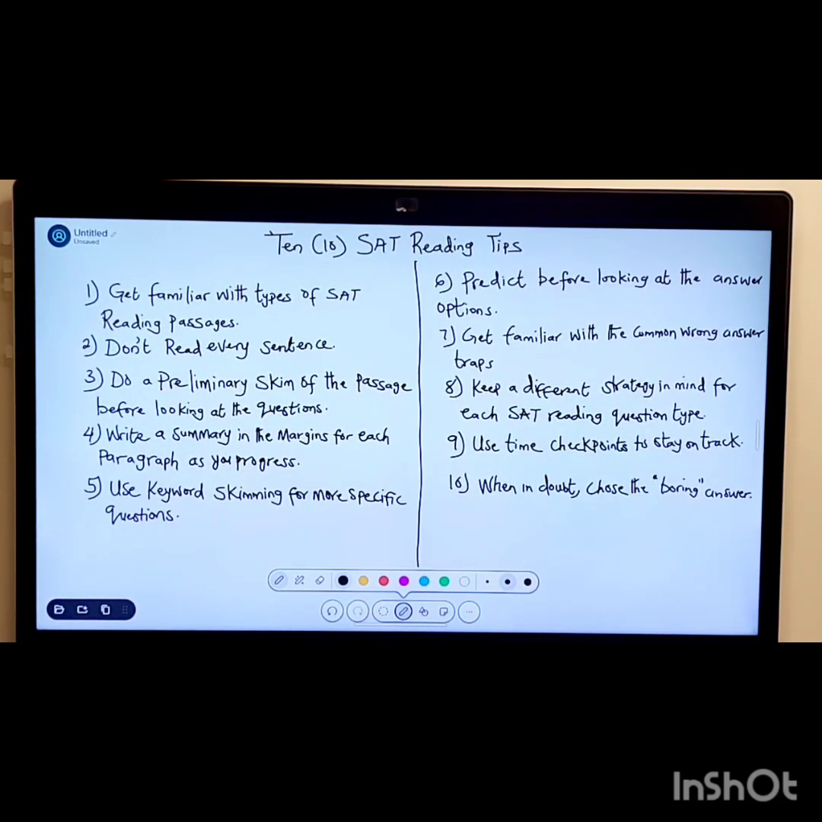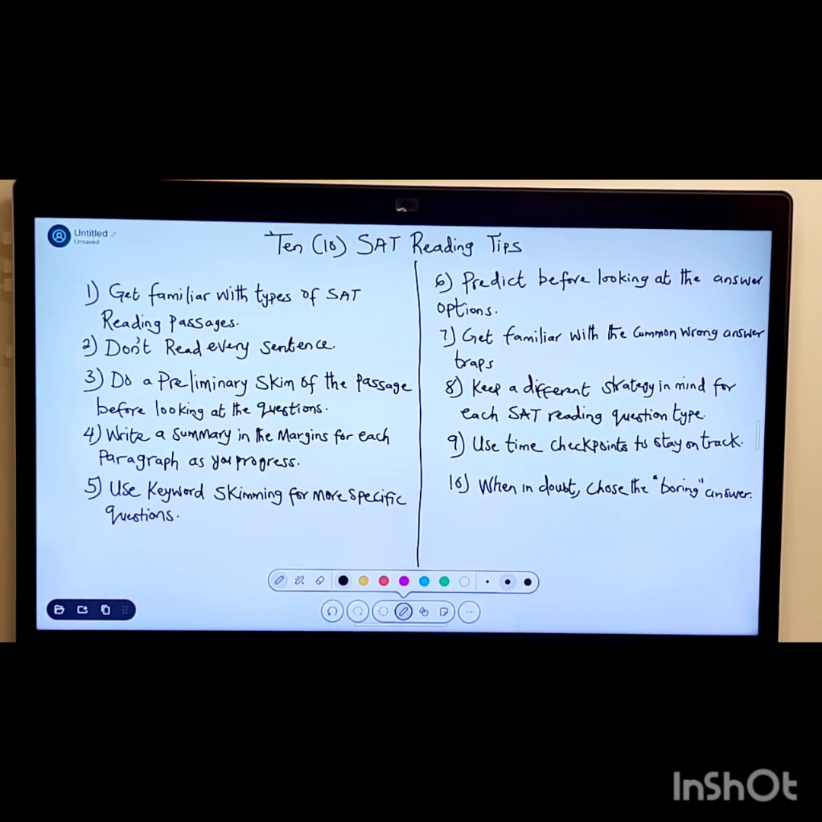There will be questions that pertain to specific details in the passage. You may remember that I said to you, in the third discussion, in the third point, that you need to do what we call a preliminary scheme of the passage.